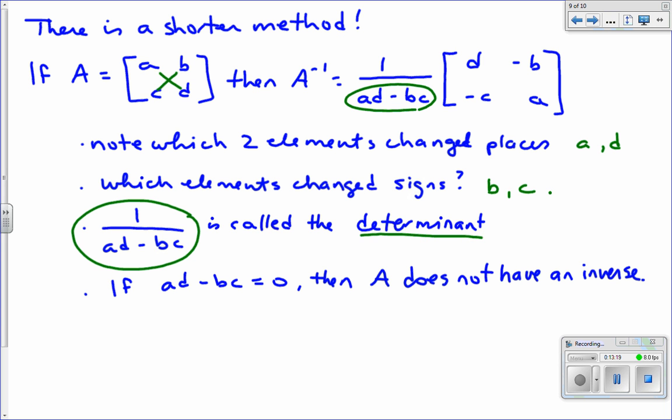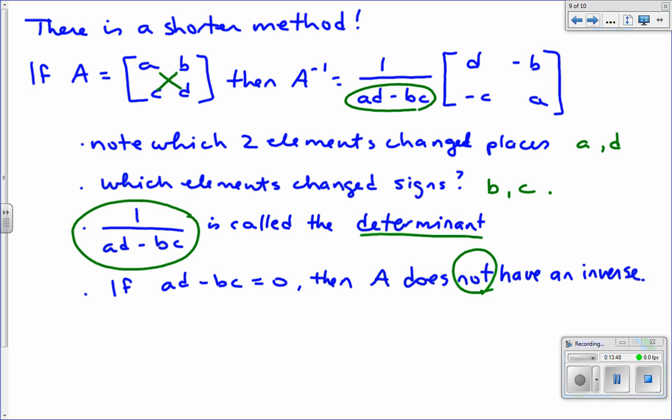This real number factor at the beginning, 1 over AD minus BC, is called the determinant. And that's going to come through in other lessons as well. We'll see that again. And if AD minus BC does equal 0, then we would have 1 divided by 0, which we know does not give us a defined result. So if AD minus BC is 0, then A does not have an inverse. Okay, so remember, not every matrix has an inverse.